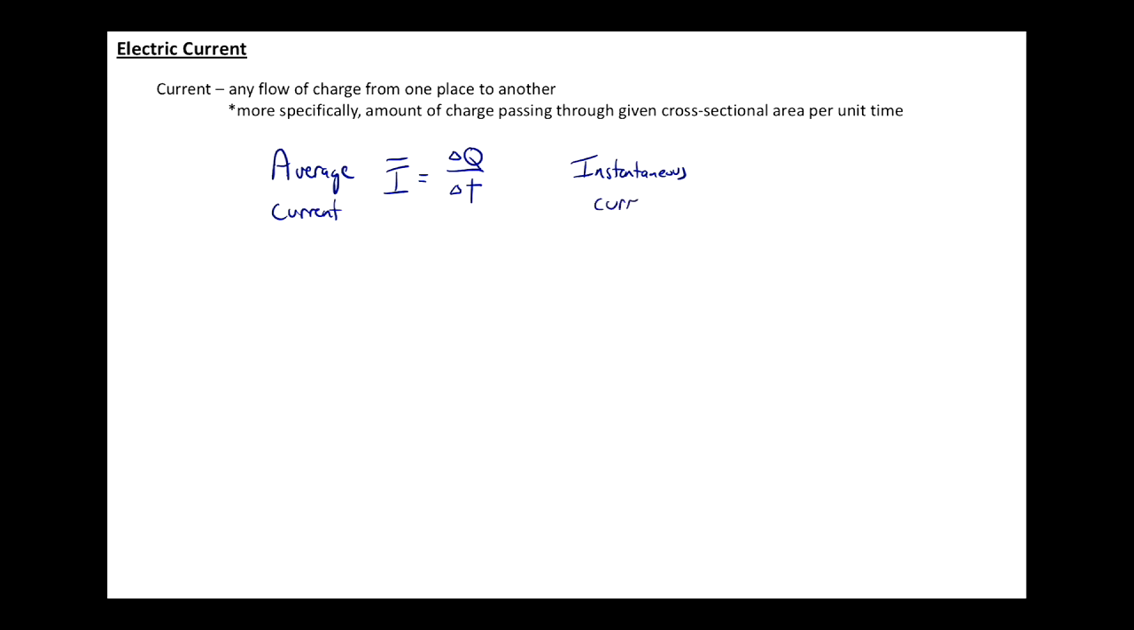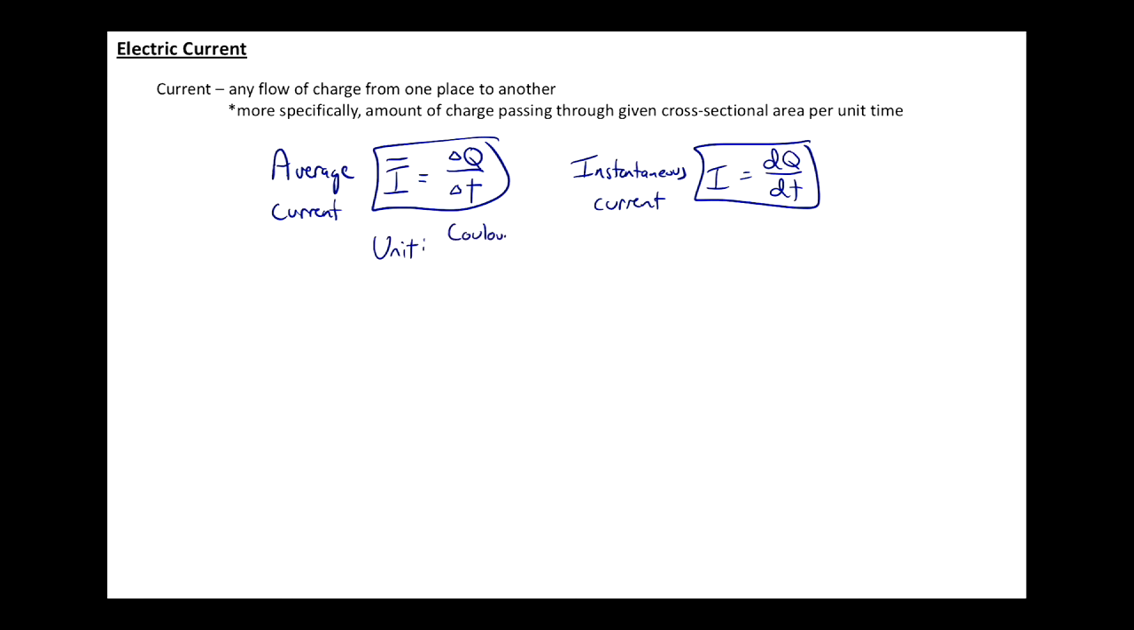So instantaneous current, we'll just write that as I, would be the derivative instead. So instantaneous or average current. If I just look at both of those equations so you can see what the units might be, we've got coulombs in the numerator, and we've got seconds in the denominator, and that thing is known as the ampere or amp. The unit of current is the ampere.